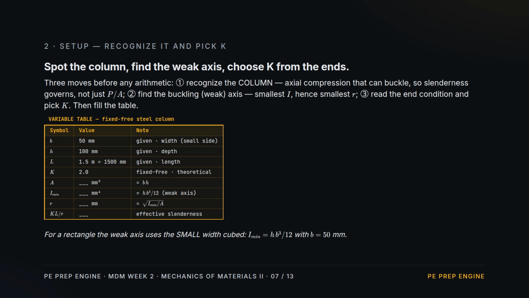Setup. Three moves before any math. 1. Recognize it's a column, a compression member that can buckle, so slenderness governs, not just load over area. 2. Find the weak axis, the one with the smallest moment of inertia, and therefore the smallest radius of gyration. 3. Read the end condition and pull K from the table. Fixed-free gives 2. Then build the table. Givens on top, a blank, and its formula for the area, the minimum moment of inertia, the radius of gyration, and the effective slenderness.